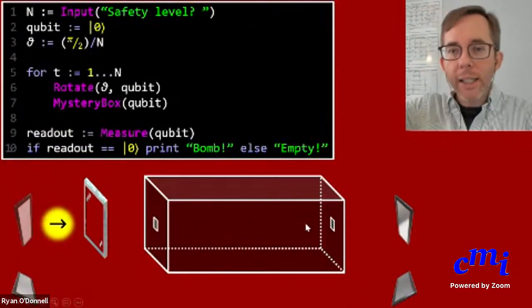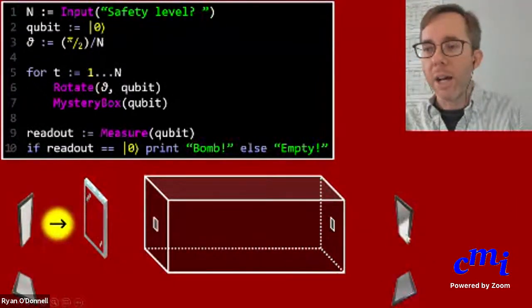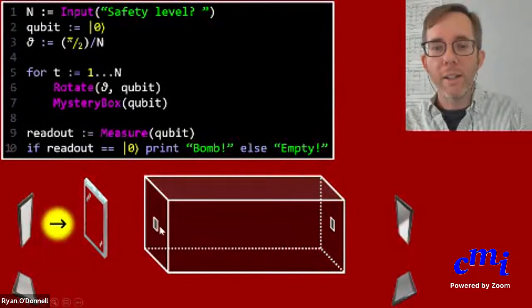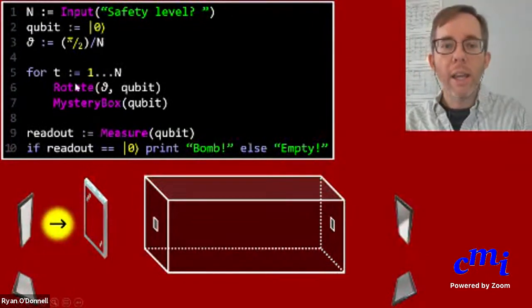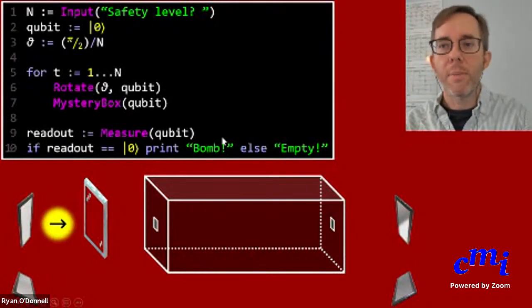Now we need to keep the same qubit. So we're going to put some mirrors here so that once it comes out the end of the box, we'll bounce it around back to the beginning of the loop. Okay, and then after n repetitions of the loop, we're going to read it out, and then it's the same if then else statement about bomb. Or actually now we're going to print empty, not inconclusive.